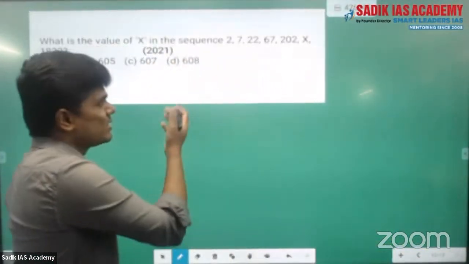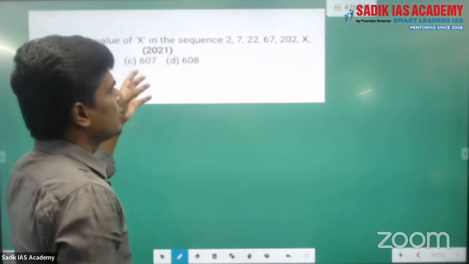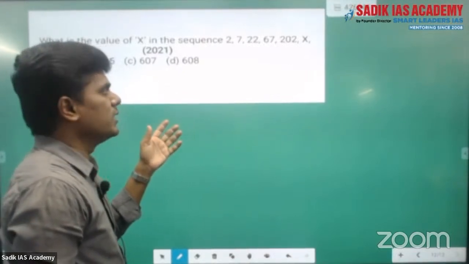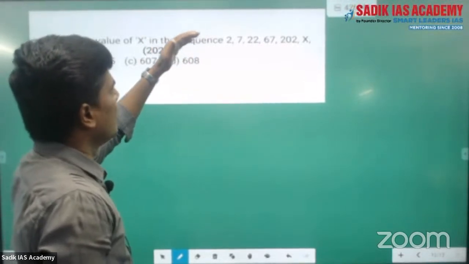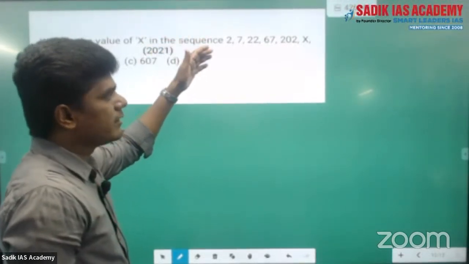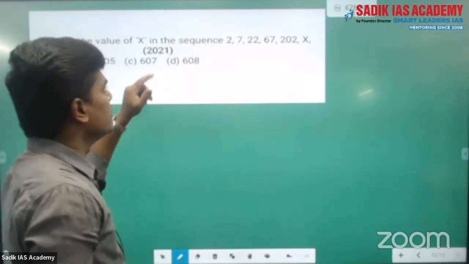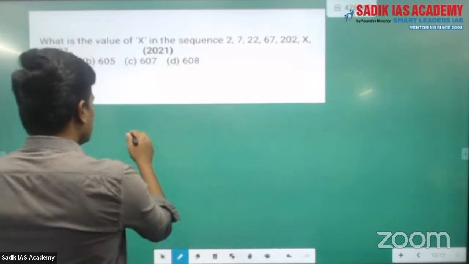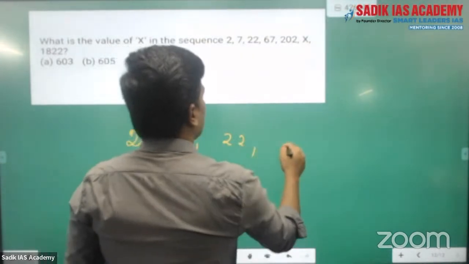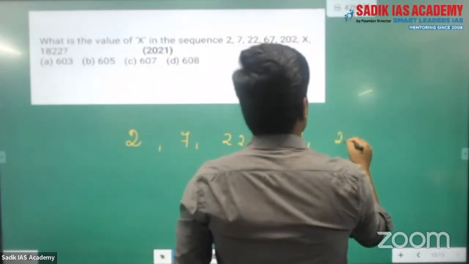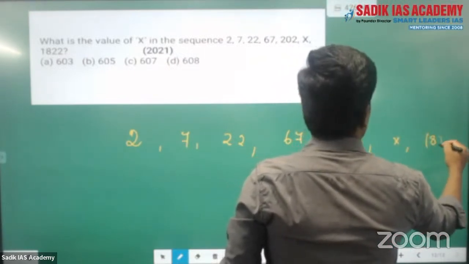The last one is a reasoning question based on a series. In reasoning, there are many variations. Just one question alone I have taken. Just see the question. What is the logic or the pattern in the question? You understand it, then answer the question. So here they have given a sequence: 2, 7, 22, and then 67, 202, and then X and 1822.